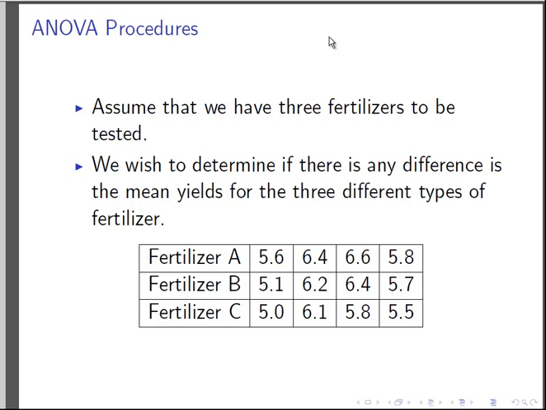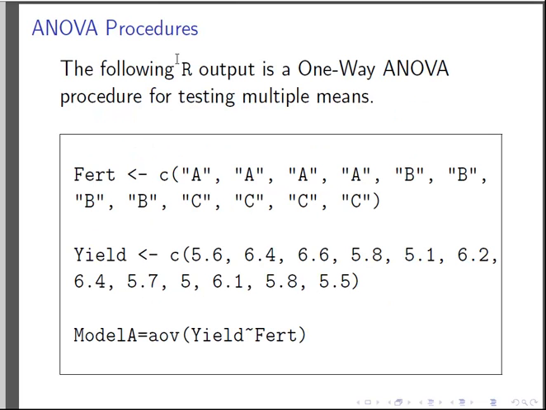Here we have 4 samples for each type of fertilizer, 4 observations. Fertilizer A: 5.6, 6.4, 6.6, 5.8, and so on. Fertilizer B, likewise fertilizer C. If you're familiar with this type of stuff, you might see that this could lead into a second type of procedure, and that's correct, but that will follow in a future presentation when we look at 2 different factors together. But anyway, we're only looking at one factor right now: fertilizer A, fertilizer B, fertilizer C.